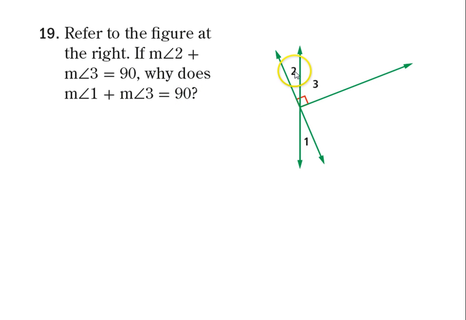Well, if we look here, angle 2 and angle 1 are vertical angles. If we eliminate this ray here, we have just an X. And vertical angles are on opposite sides of the X here. So that's the description of vertical angles. So we know that angle 2 and angle 1 are the same measure. And we're replacing this 2 with this angle 1. Why is it okay for us to say that?